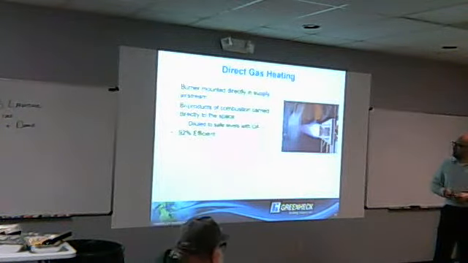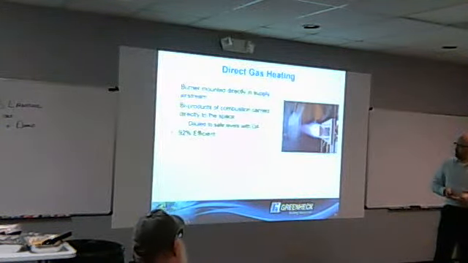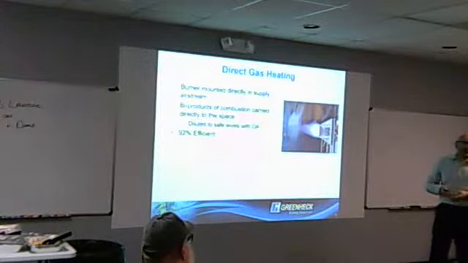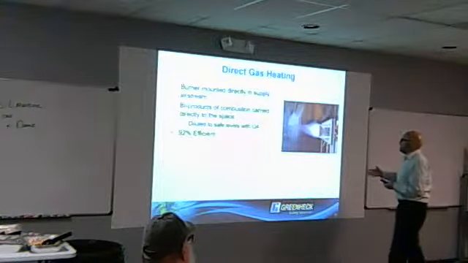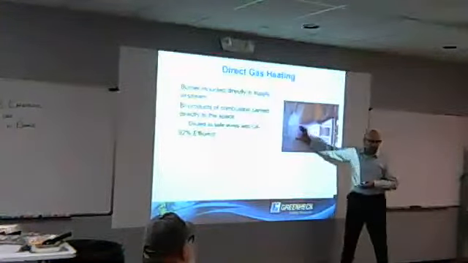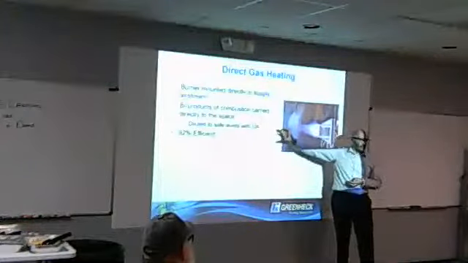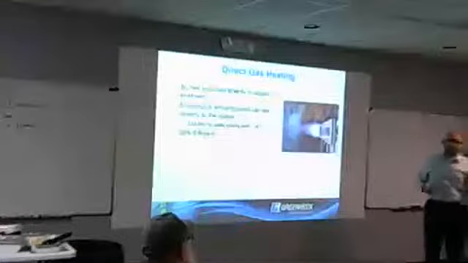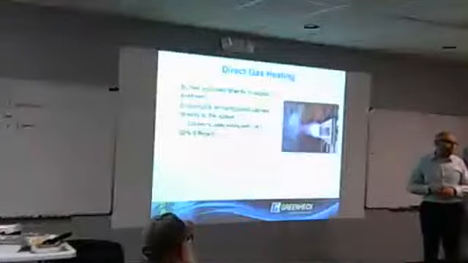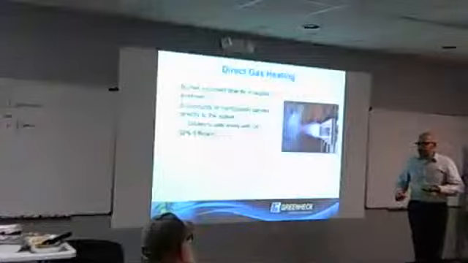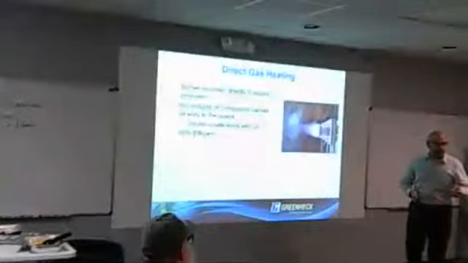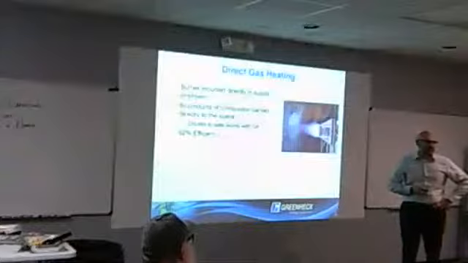So burner mounted directly in the supply airstream, the byproducts of combustion carry directly to the space. It's diluted to safe levels with the outside air that's coming over it, but people need to understand this is going right into the building. Just the nature of what it is, but the volume is such that it doesn't build up contaminants, and it's 92% efficient. Why not 100? You lose 8% to the water vapor combustion. So out of there comes CO2, water vapor, and it's not 100%.